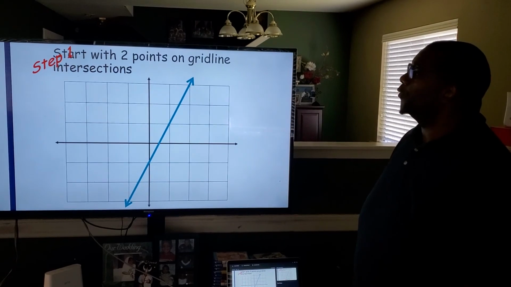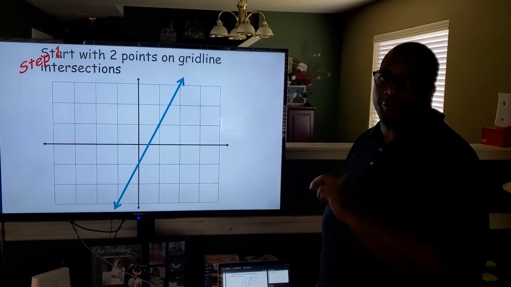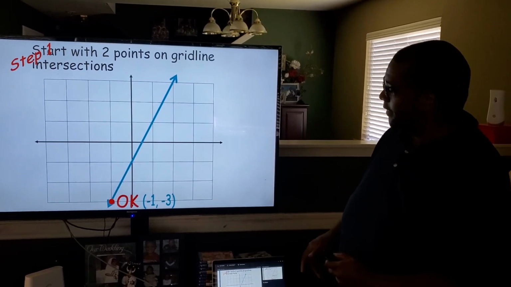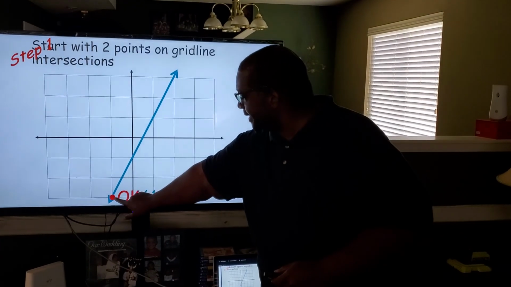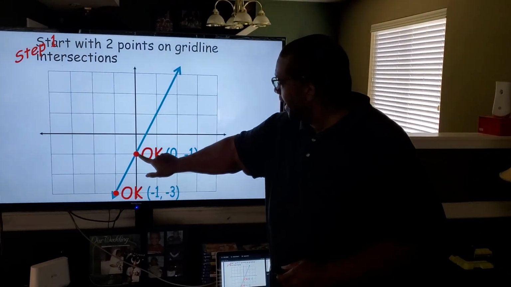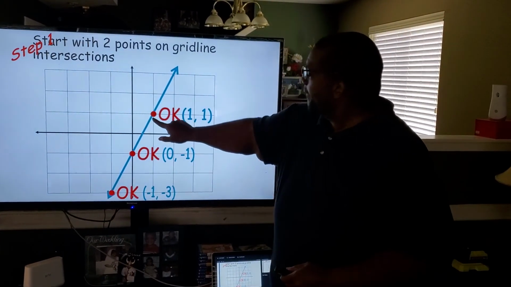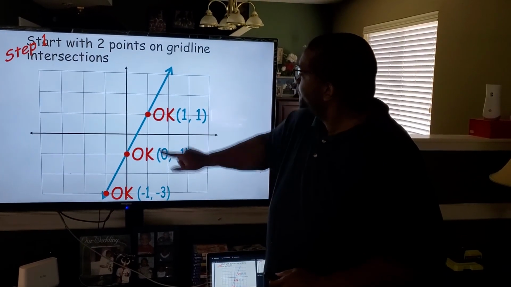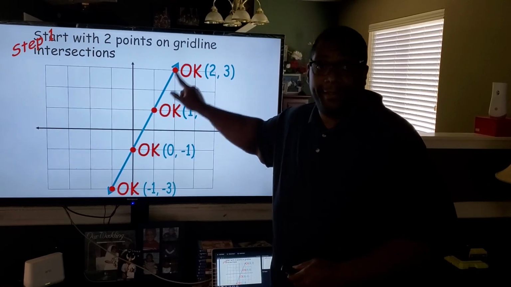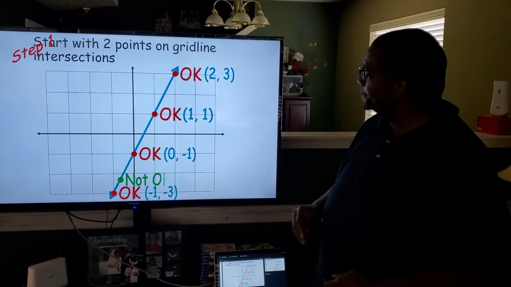So, step 1, we have to find 2 points on the grid line intersections. So let's first talk about the grid line intersections. This point is okay because it is on the grid lines. This point is okay because it's touching the grid line. It's touching a corner. See how this point is touching a corner also? And then this point is touching a corner. So these points are okay because they're all touching the corners of our grid.